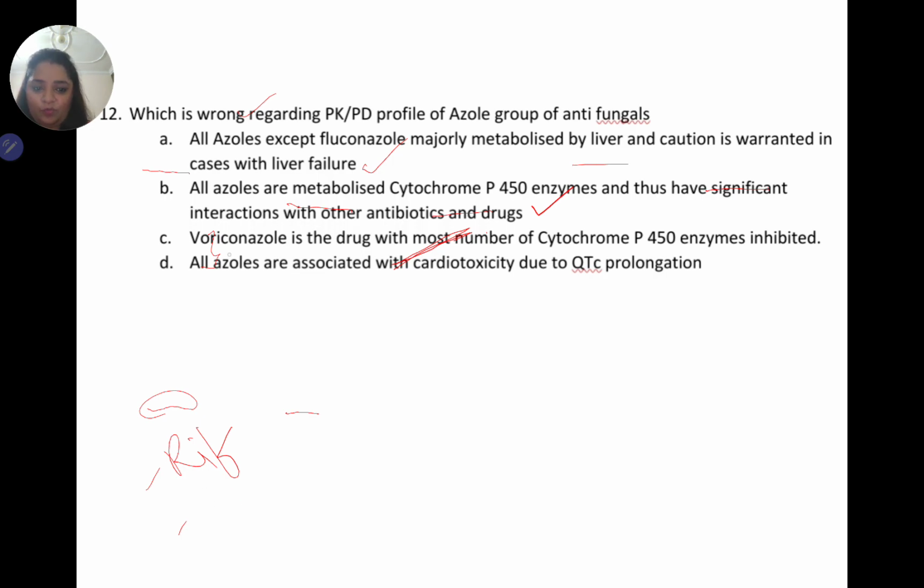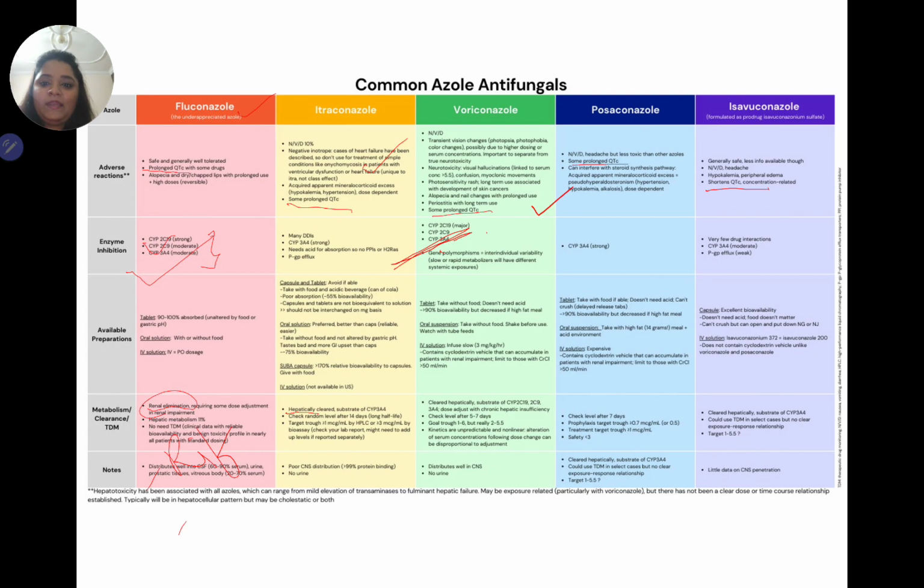tacrolimus, etc. Next, voriconazole is a drug with most interactions. Yes, and all azoles are associated with cardiotoxicity due to QTc prolongation. This is the wrong option. So this is the correct option for this question.